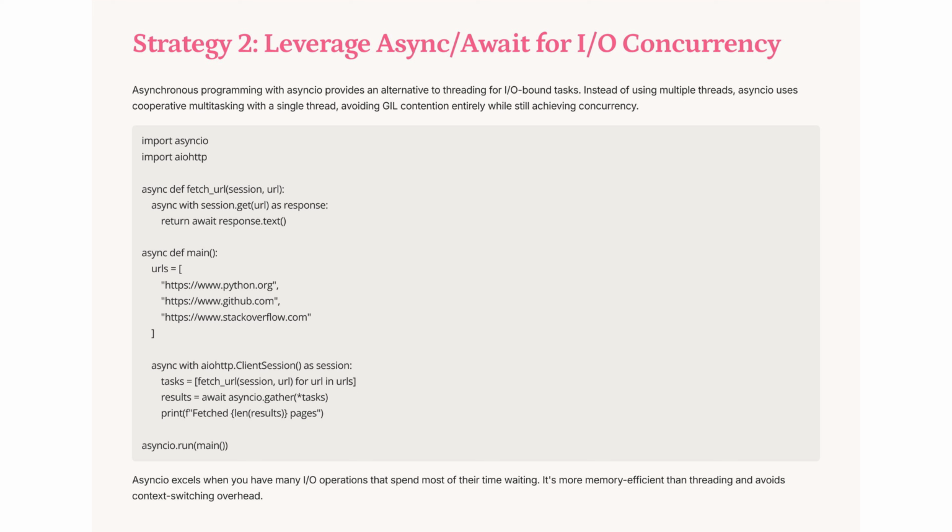Asynchronous programming with Asyncio is ideal for I/O-bound tasks, using cooperative multitasking to avoid GIL contention. It operates on a single thread, making it more memory efficient than threading. By leveraging Asyncio and AIO-HTTP, you can efficiently fetch multiple URLs concurrently, as demonstrated in the provided code, which fetches pages from Python, GitHub, and Stack Overflow.